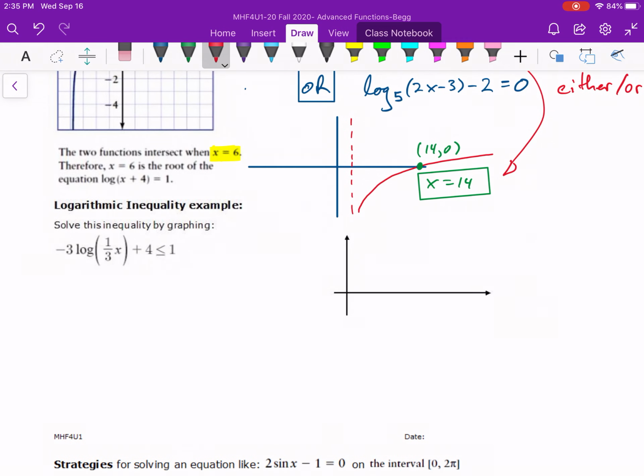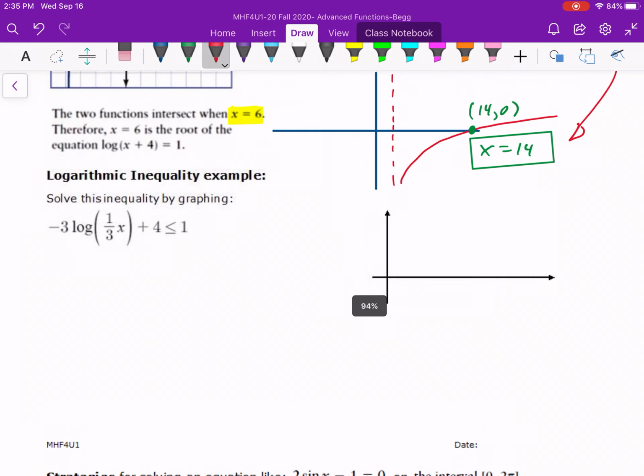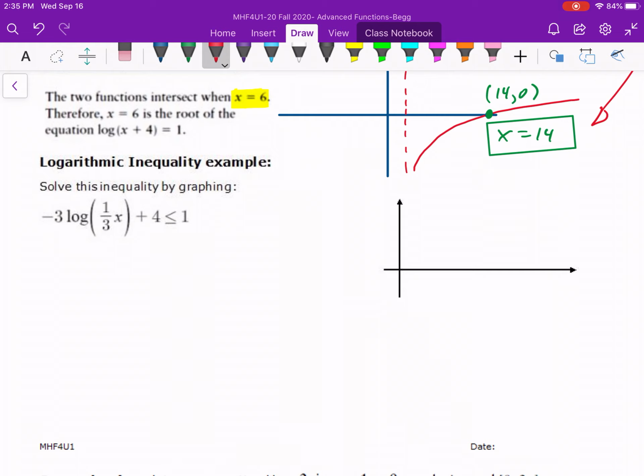Let's look at a logarithmic inequality example. So we've seen for inequalities, we still want to find the point of intersection, or points of intersection, but we're looking for whole ranges of solutions. So again, I could do it either way. I could use method 1 or method 2.